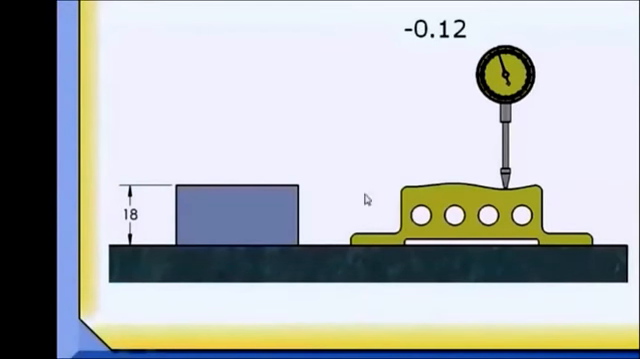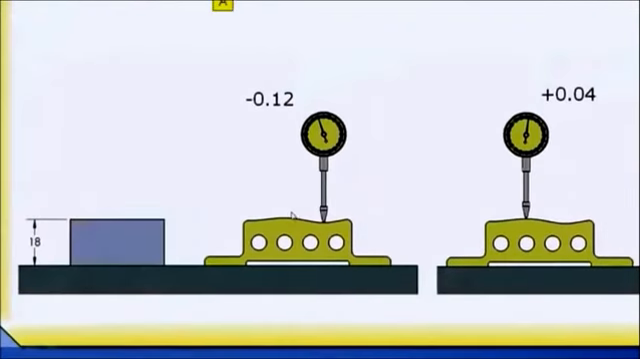To inspect this part, I might use a stack of gauge blocks 18 millimeters high, zero an indicator at the top of those gauge blocks, then run the indicator back and forth and front to back, looking for the high and low readings. On this example, we had a negative or low reading of 0.12 millimeters and a positive reading of 0.04. Now, in an inspection report to help out process, I would want to report both of these deviations, the highest and the lowest.